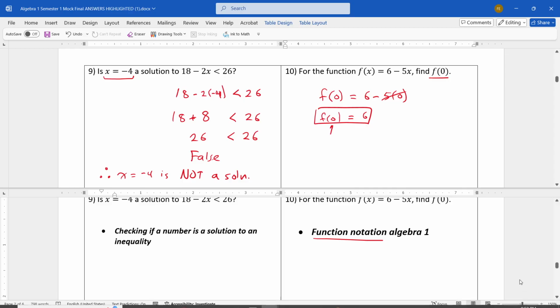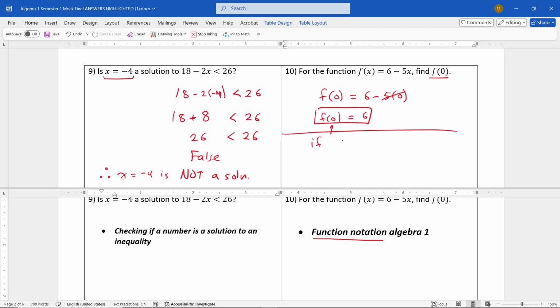For more problems, definitely go practice function notation here. And because some problems are backwards, in fact, let's do one now. Here's a backwards problem. Okay, if f of x equals, let's say, 10, find x. So this is a backwards problem.